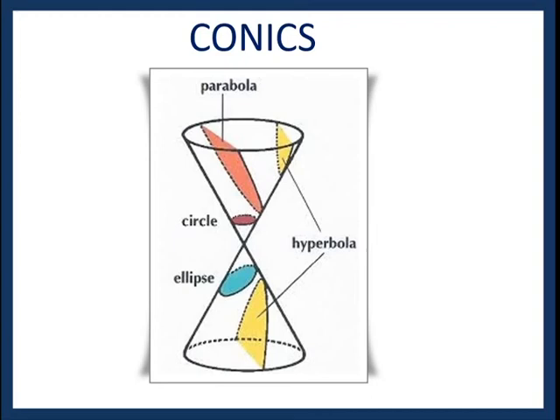Actually, pair of intersecting lines, point, circle are also considered as conics, but here I will discuss MCQs on parabola, ellipse, hyperbola because these conics are defined using focus directrix property.